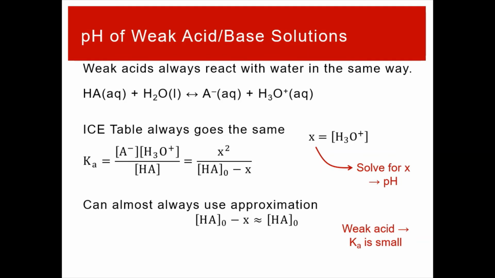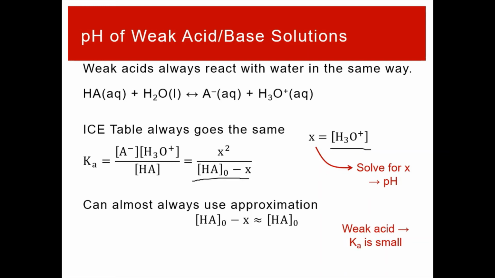So when we're dealing with weak acids and we want to determine the pH of the solution, it is going to require an ice table. It is an equilibrium problem, but the reaction of a weak acid with water is always going to be the same. So an ice table is always going to be set up the same way, and the algebra problem that we need to solve will always look the same, right? We're always going to have this X squared divided by the initial concentration minus X. And solving for X was what actually allows us to get the pH because that's the concentration of hydronium.